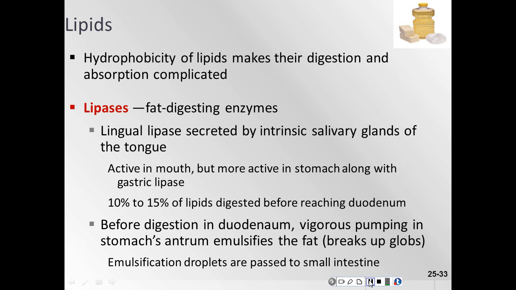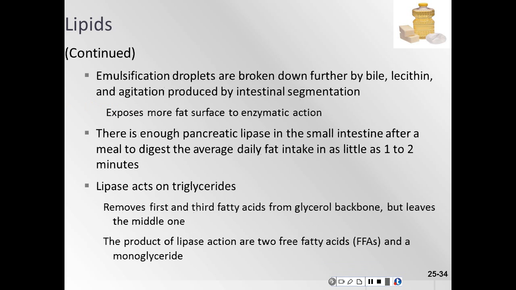Okay, now most fat digestion occurs in the small intestine through the action of the pancreatic lipase. Now fat in chyme is in large globules as it enters into the duodenum. It is broken up into smaller emulsification droplets by compounds of the bile, the lecithin and the bile salts. Now intestinal segmentation also breaks the fat up into droplets as small as 1 micrometer in diameter, and a coating of lecithin and bile salts keeps it from re-forming larger globules, exposing its surface to the enzymatic action.